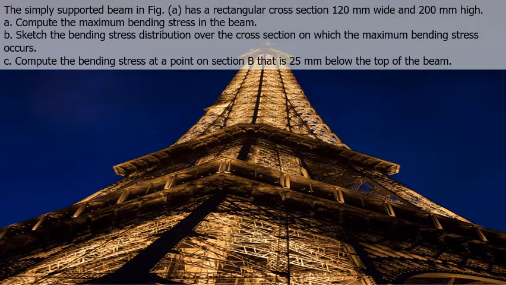The simply supported beam in figure A has a rectangular cross-section 120 mm wide and 200 mm high. Letter A. Compute the maximum bending stress in the beam. B. Sketch the bending stress distribution over the cross-section in which the maximum bending stress occurs. C. Compute the bending stress at a point on section B that is 25 mm below the top of the beam.